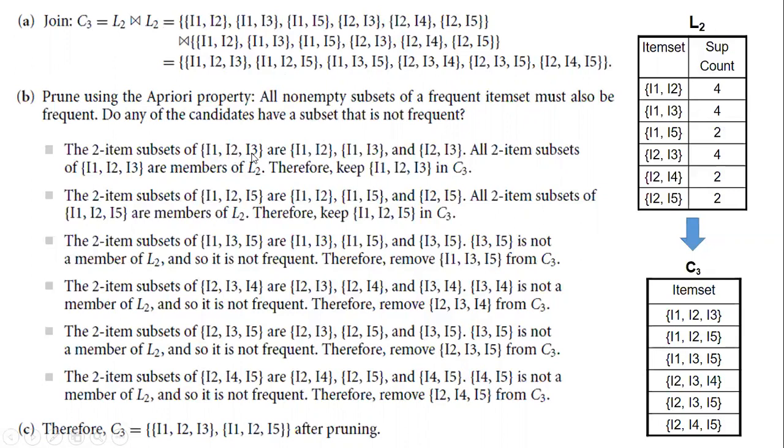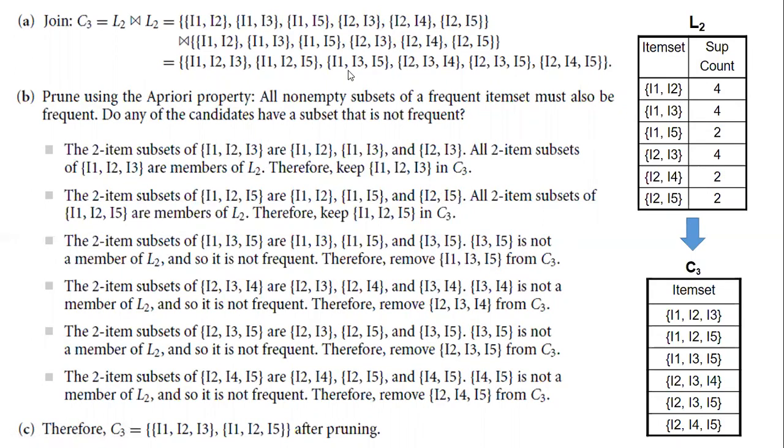What are the subsets of I1, I2, I3? I1, I2, I1, I3. Now all the two item sets, I1, I2 are members of L2, yes. I2, I3 is also there. They are members of L2, which means they are frequent two item sets. So I1, I2, I3 is in C3.